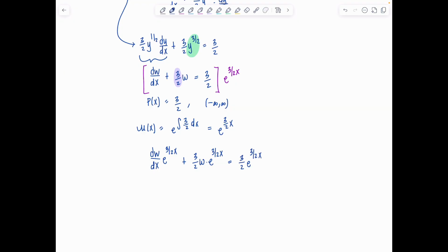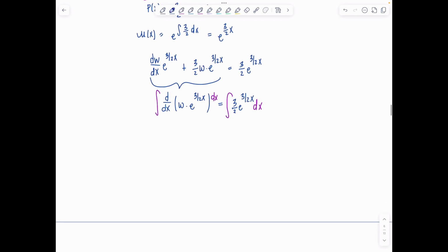Okay, phew. So double check: the left-hand side should be the derivative with respect to x of w times the integrating factor. Is it? Yes, it is, Professor V. Oh, good. Okay, so 3/2 e to the 3/2 x is on the right-hand side. I'm already feeling good. I can integrate that even on my worst day, right? Perfect. Did you put your integral sign and dx's on both sides?